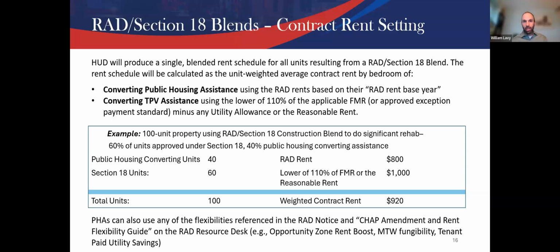And then on top of that, PHAs can use any of the other flexibilities we've established in the RAD notice, like the Opportunity Zone Rent Boost. NTW agencies can use their fungible resources to boost the rents. We have provision for tenant paid utility savings. When work is being done, it will reduce the cost of tenant paid utilities, and there's a boost to the rent that can result, and others. Okay, but that's just the first step.